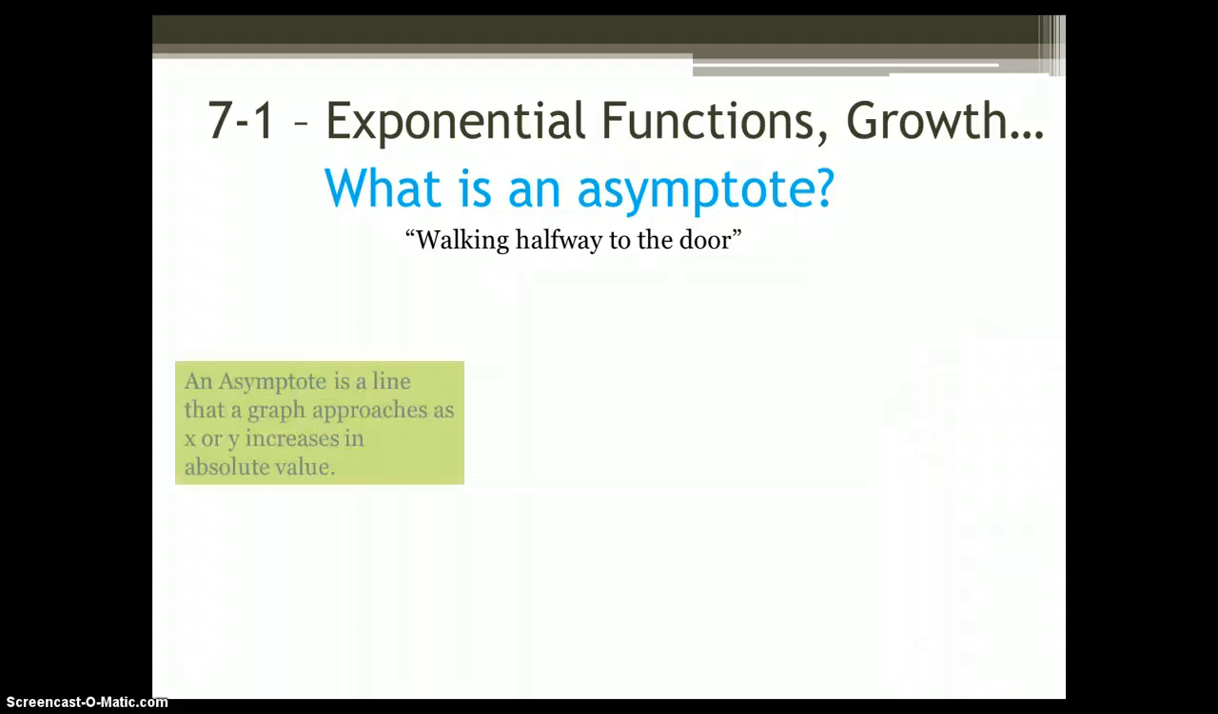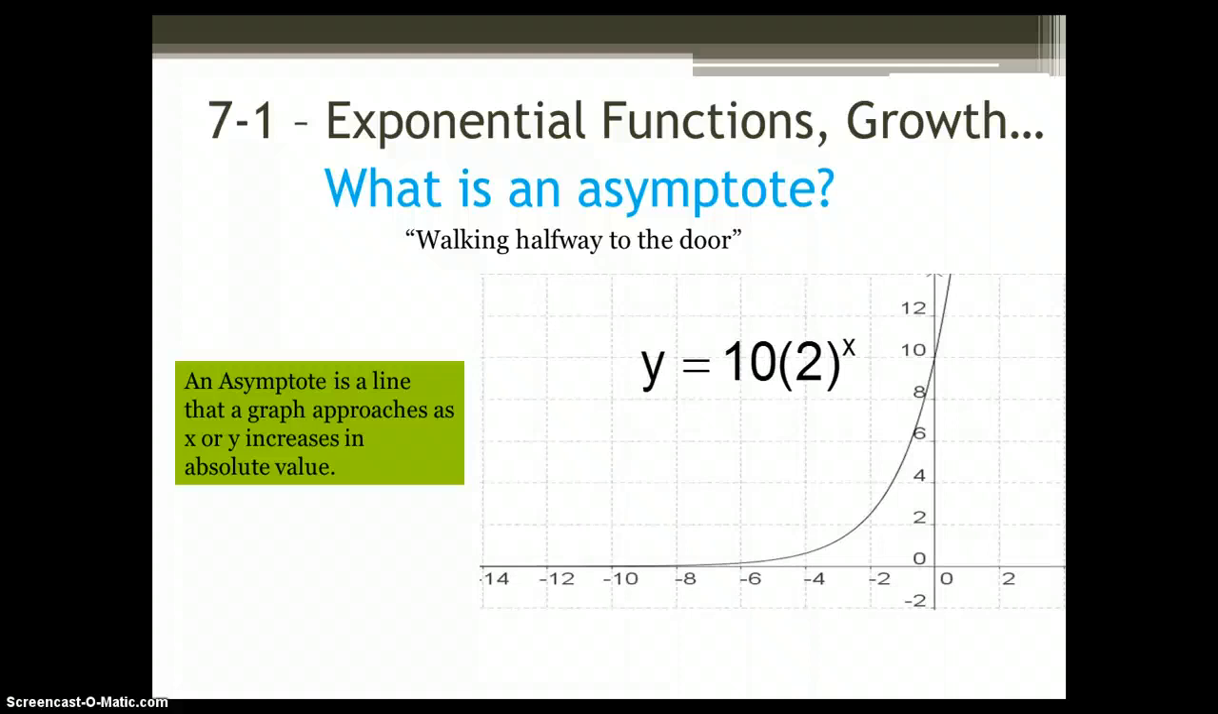In fact, the definition of an asymptote is a line that the graph approaches but never touches. For our exponential functions, looking at the graph of 10 parentheses 2 to the x power, this is an exponential growth function. The asymptote here would be the x-axis. The line approaches but never touches.